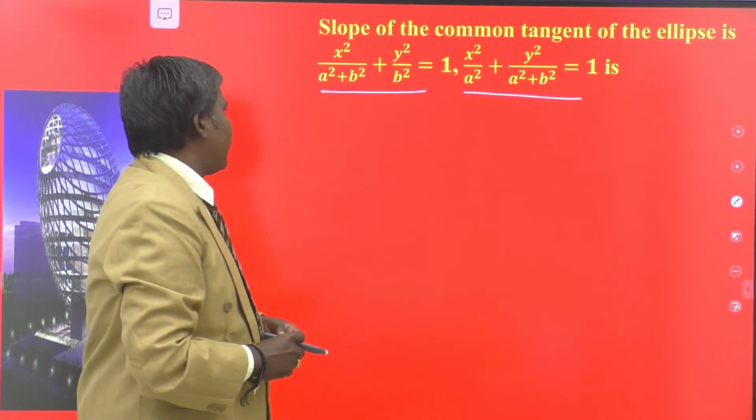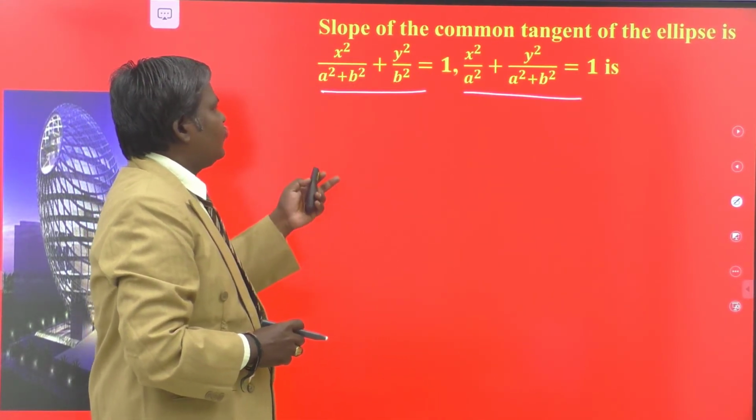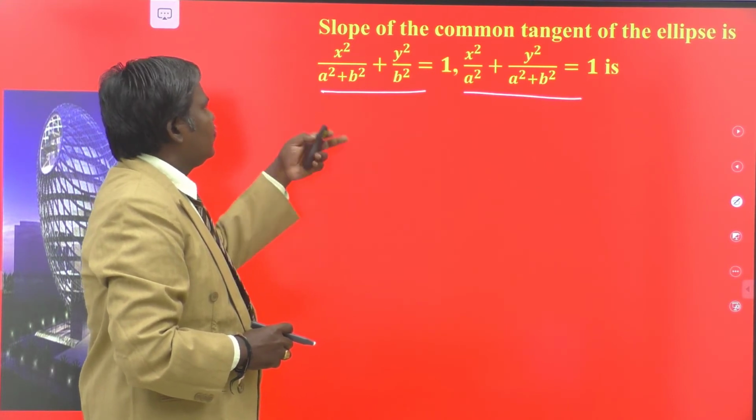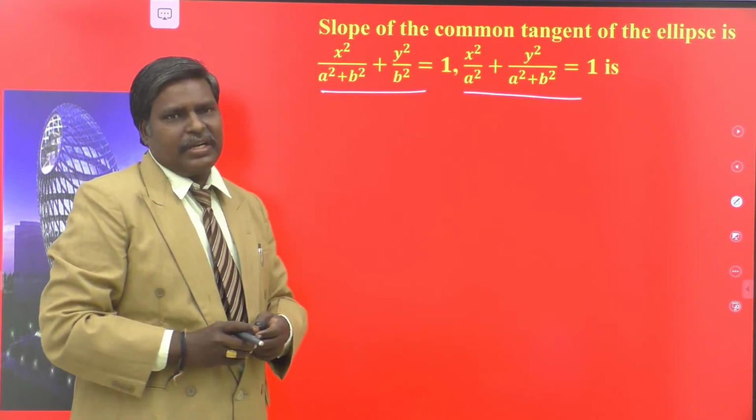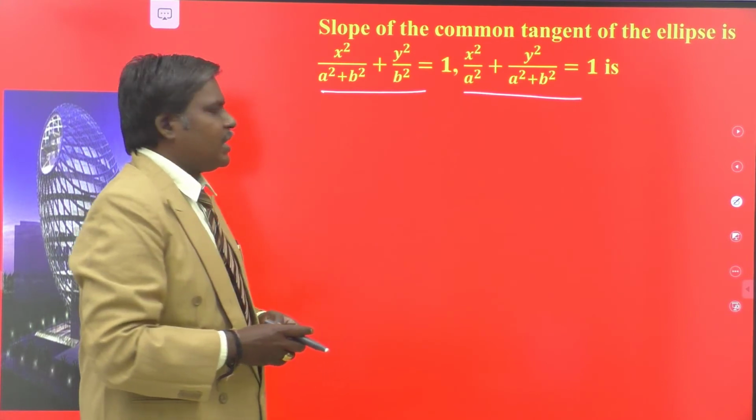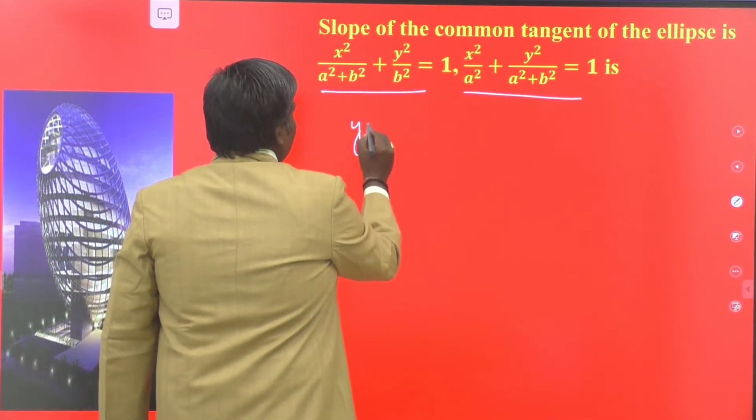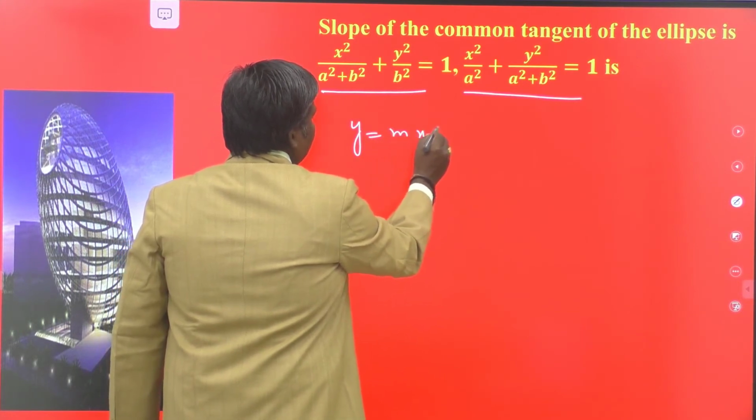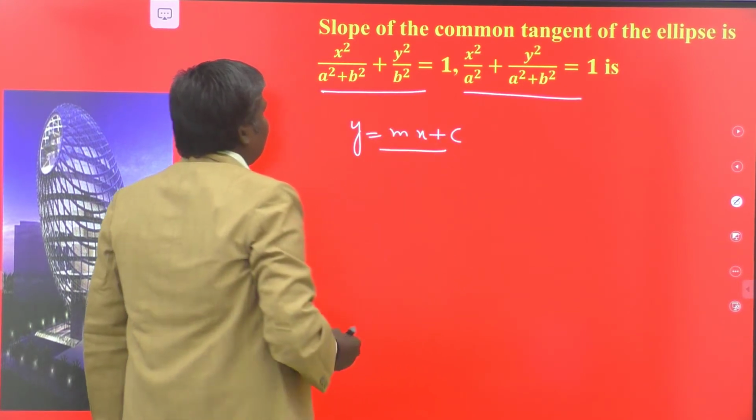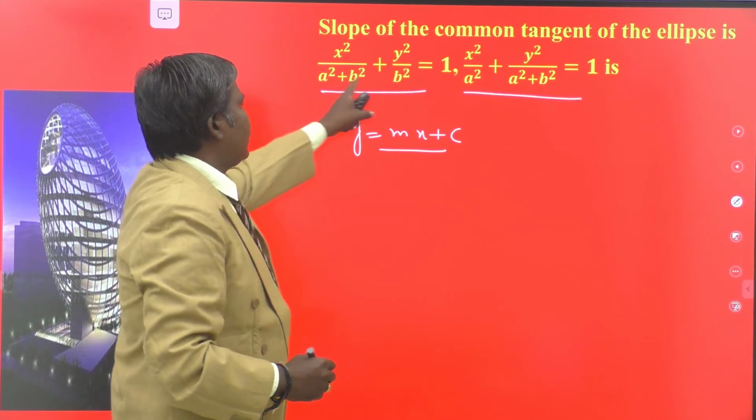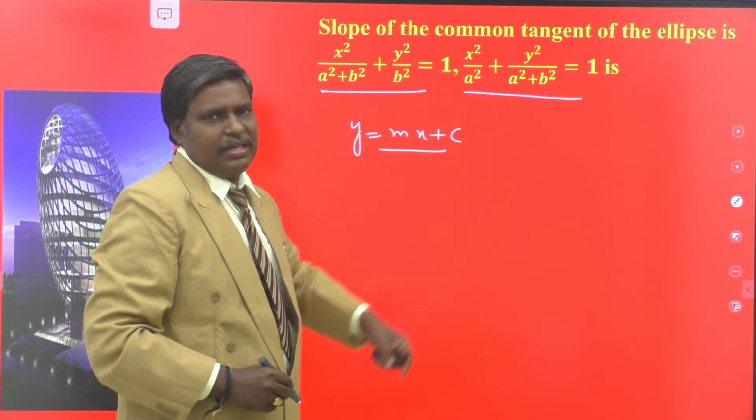So we have to find out the equation of common tangent. They are asking only the slope of the common tangent, but we may find the equation of the common tangent also. So let y = mx + c be the common tangent of both curves. This is the a greater than b case, and this is the a less than b case simply.